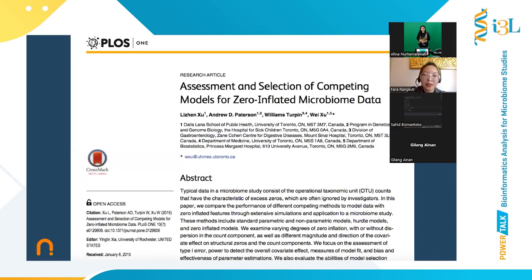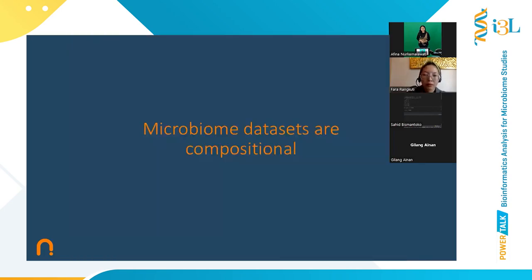Okay, this is just an example of some interesting papers in the field. You can also read that if you're interested. And also remember that the data sets are compositional, because we saw the example of the trees earlier, and also the fruits, right? There's apples, and they are like parts of the community.